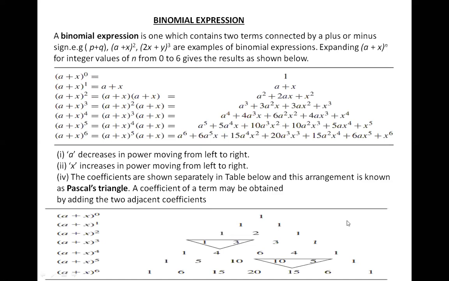And the way you expand it, you first don't consider the coefficients. You come and put the coefficients at the end, at last. The coefficients are the ones that we're calling Pascal's triangle, these numbers that are found in Pascal's triangle.